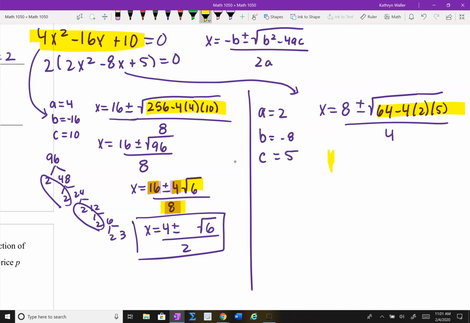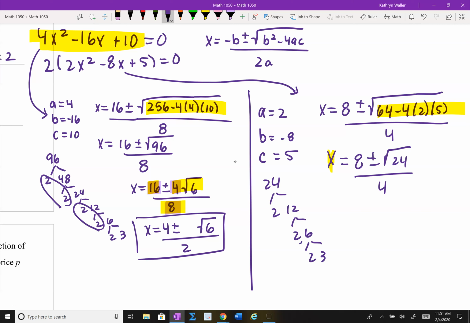And you get x equals 8 plus or minus the square root of 24 all over 4. Break down the 24. So 24 is 2 times 12. 12 is 2 times 6. 6 is 2 times 3. These two 2's come out. So you have x equals 8 plus or minus 2 square root of 6 all over 4.